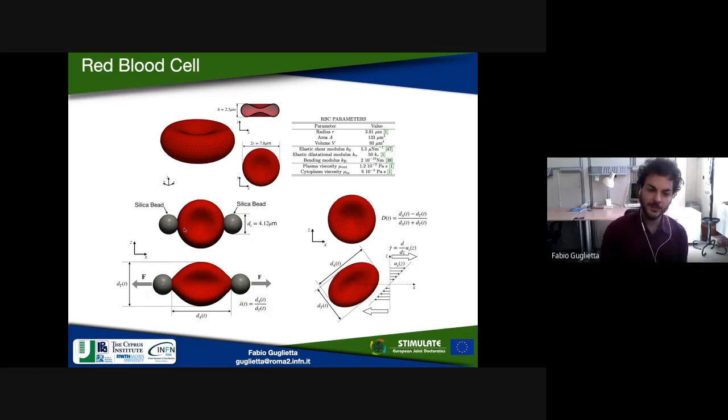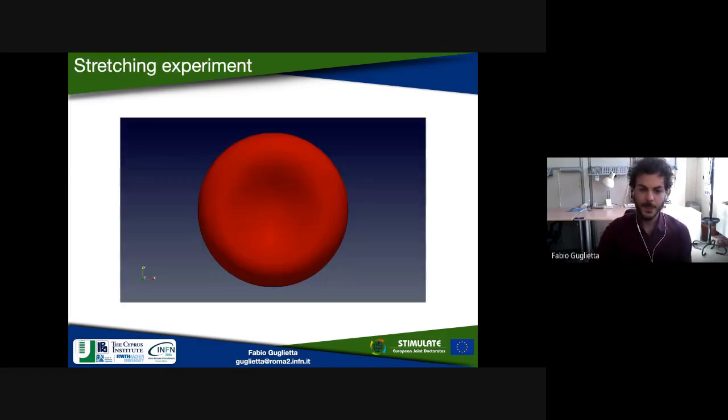They attach it at the end of the red blood cell. And this is to simulate the experiment in optical tweezers. So we stretch the red blood cell through these silica beads. While here on the right, you have the shear experiment, where the red blood cell is deformed with shear flow. So here you can see that it deforms according to the shear flow.